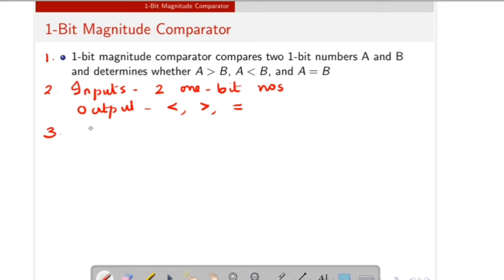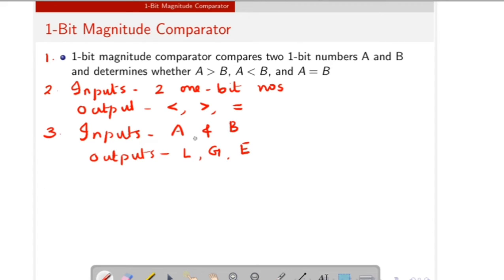Then the third step is to assign labels for the inputs and outputs. Here the inputs are two 1-bit numbers, so we assign the labels A and B. A is the first number and B is the second number. Then we assign labels for the outputs. We have three outputs: less than, greater than and equal to. We label them L for less than, G for greater than and E for equal to.